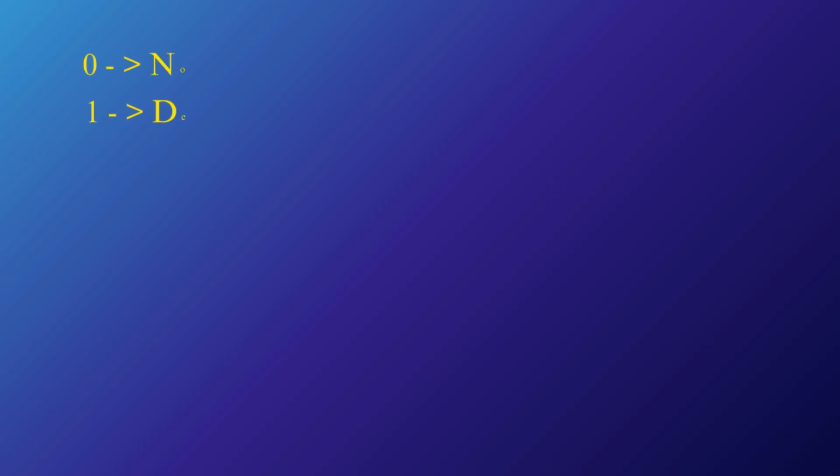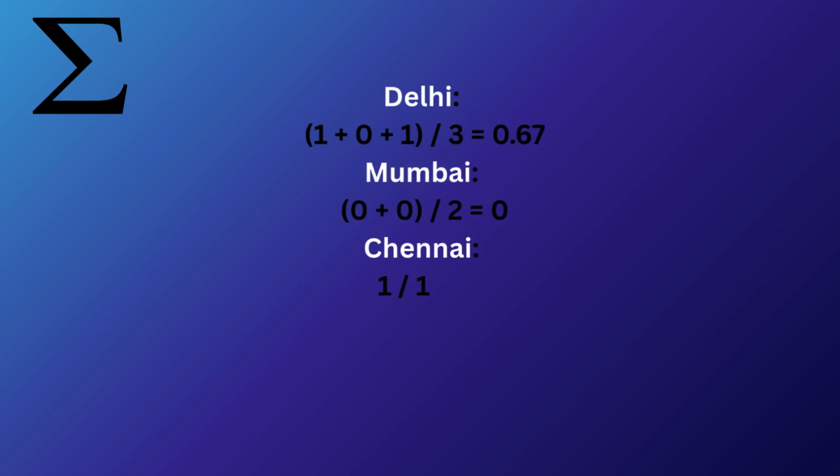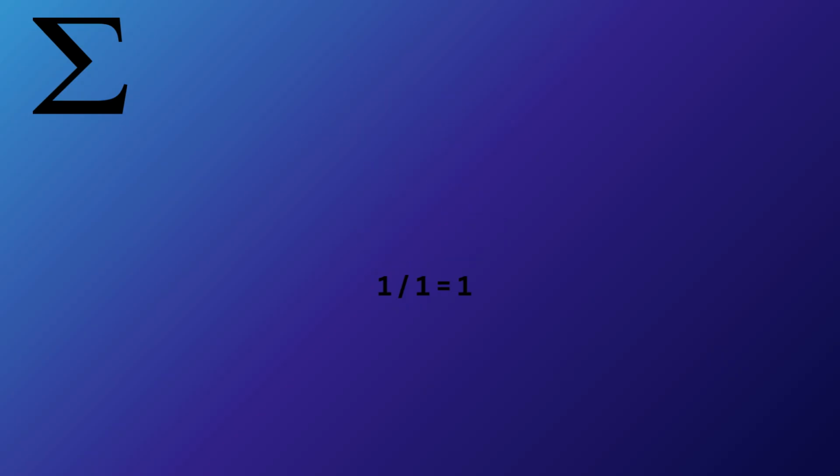Now, let's take a simple example. We are predicting a loan default. 1 means default, 0 means no default, and we have a feature called city. Now we calculate the mean default rate for each city. So for Delhi, its mean is 0.67. For Mumbai, it's 0. For Chennai, it's 1.